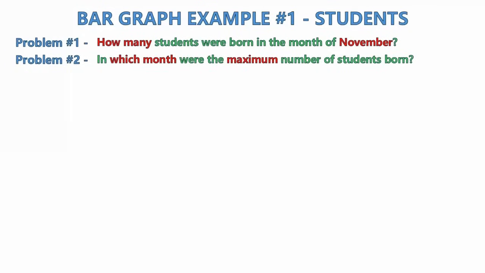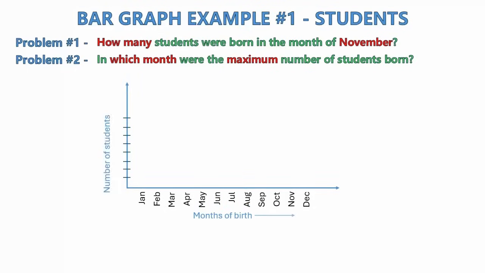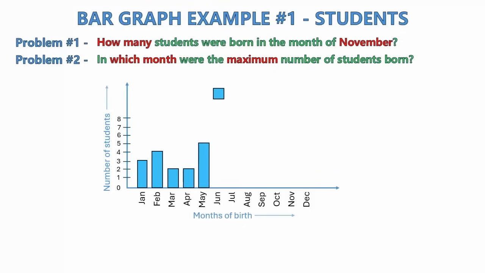We can visualize this on something like a 2D Cartesian coordinate system. On the x-axis we can plot months. On the y-axis we can plot the number of students born in that month. For example, we can draw a bar of length 3 units since 3 students in the class were born in January. A bar of length 4 for February since 4 students in the class were born in February. Similarly for other months also.